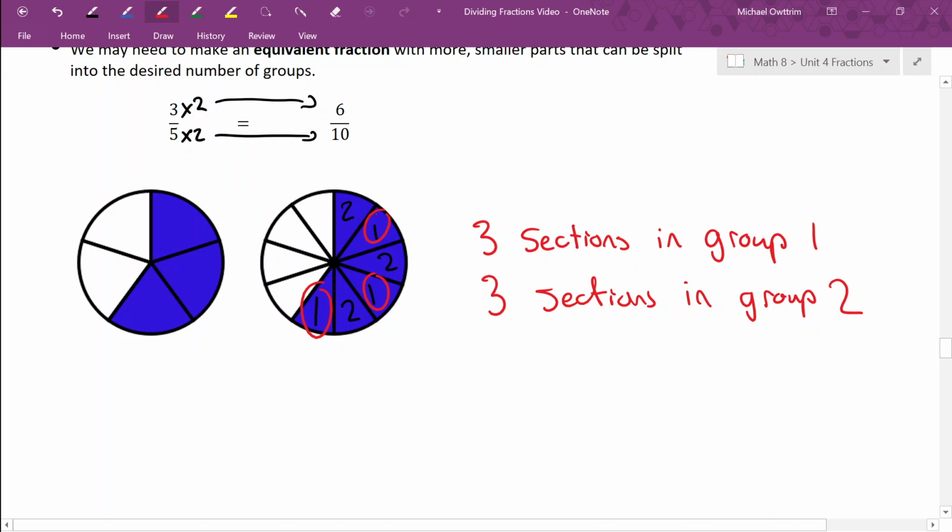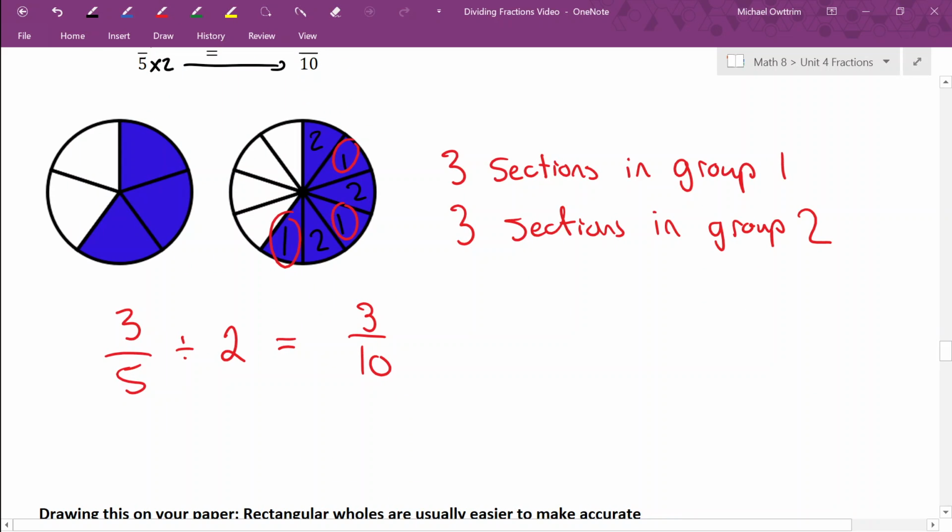Now what we do need to be careful of is that these are not fifths, these are tenths. So our answer here would actually be 3/10, not 3/5. So we could say that 3/5 divided by 2 is going to give us 3/10. And again, this matches with our earlier rule, which was to multiply by the reciprocal. Remembering 2 is 2 over 1, we're going to change our division sign to multiplication, and we're going to flip the second fraction. The 1 was on the bottom, now it's on the top.